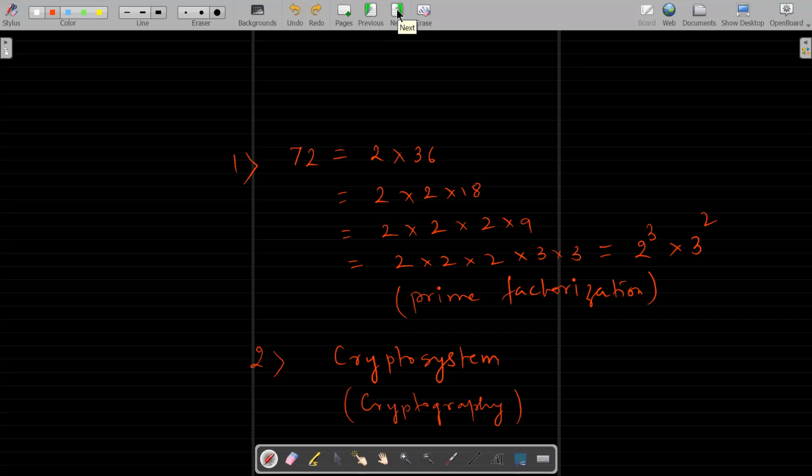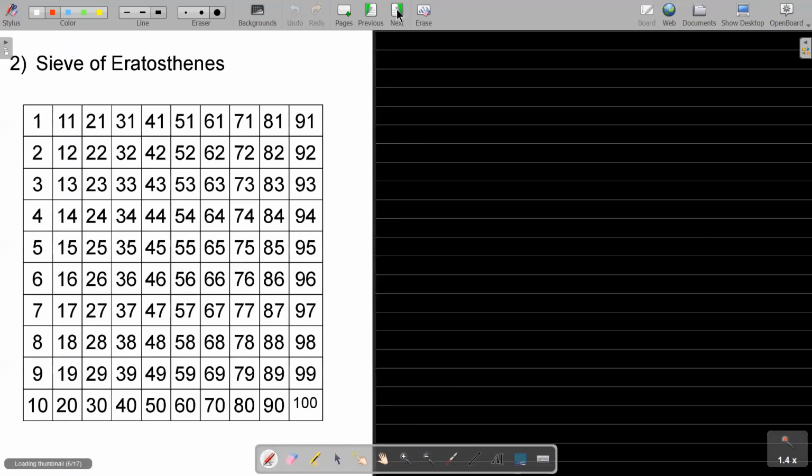Okay, so far good. Shall we go one step further? Yes, sir. Now there is one interesting idea called the sieve of Eratosthenes to find primes up to a given number n. So given n, what is the question? Given a number n, how to find all primes up to n.